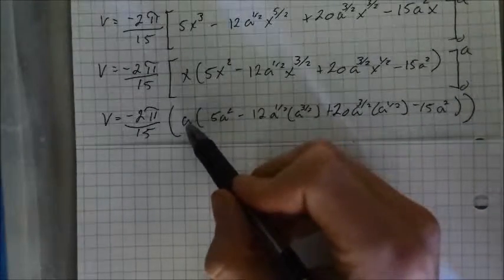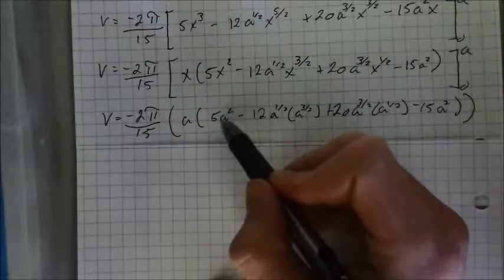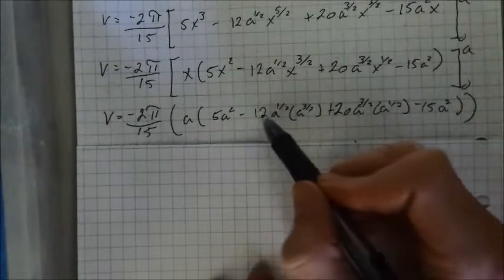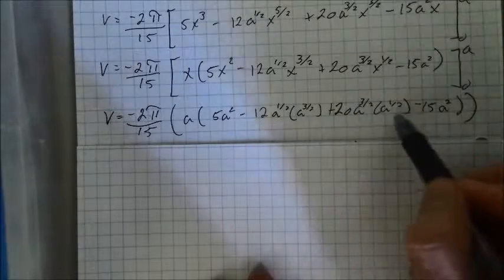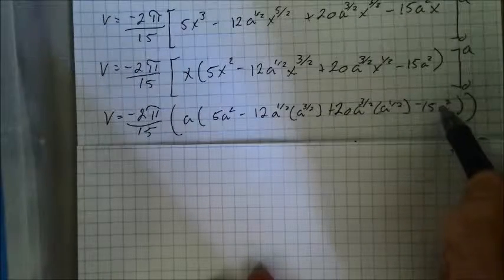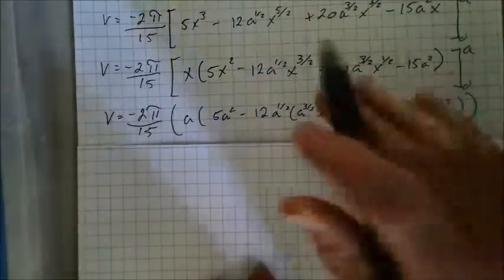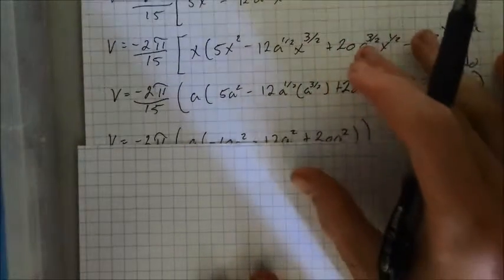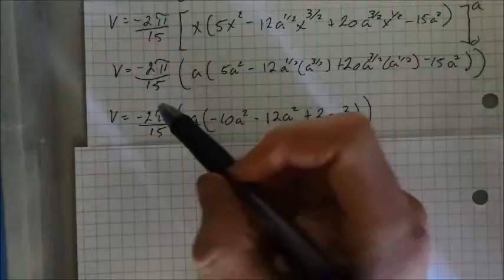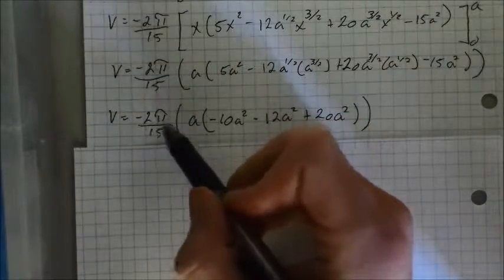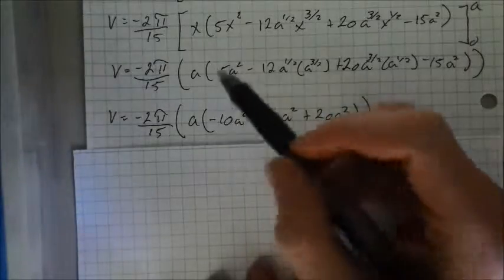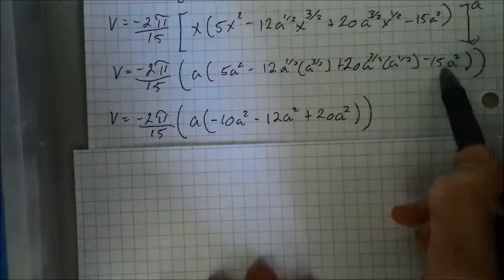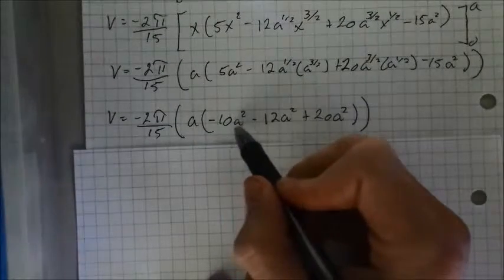So if we do that, if we plug in a here, then we have 5a squared minus 12a^(1/2) a to the 3 halves plus 20a^(3/2) a to the 1/2 minus 15a squared. Okay, this looks crazy, but it will simplify very nicely if we give it a moment. We have, again, this negative 2 pi over 15 just hangs out front the entire time. And now, if we look, we have negative 15a squared and positive 5a squared. So I'm just going to go ahead and combine those to negative 10a squared.